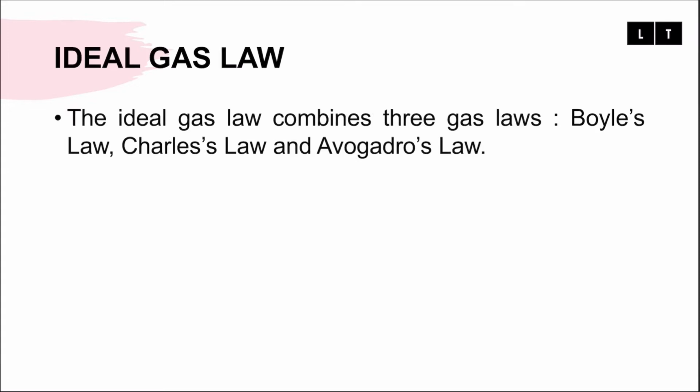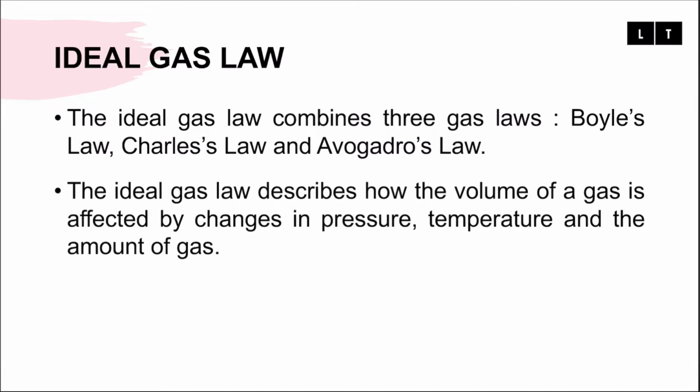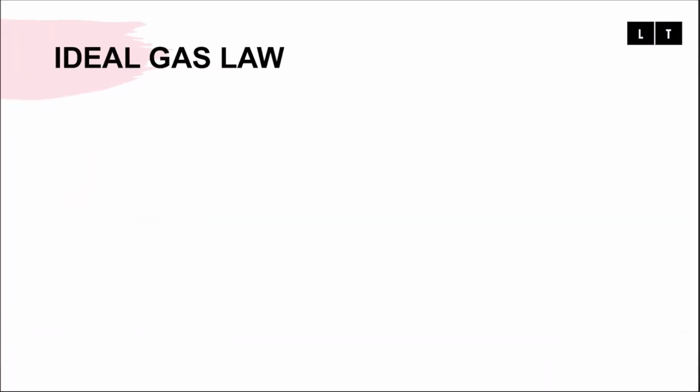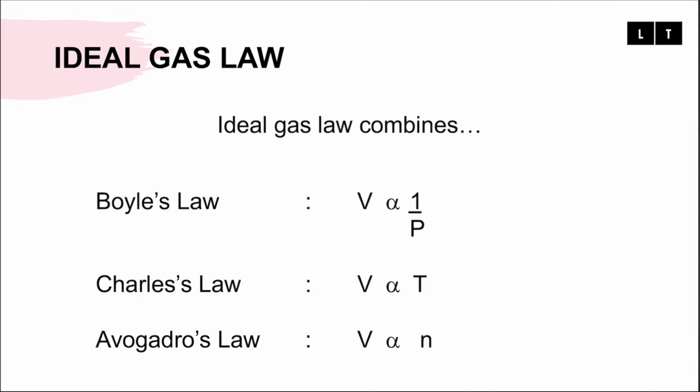So how do we get that? Kita kena faham ideal gas law combines all three gas laws that we've learned so far: Boyle's law, Charles' law, and Avogadro's law. Then ideal gas law describes how the volume of a gas is affected by changes in pressure, temperature, and the amount of gas. So when I talk about combination of all gas laws, we are going to combine all of these together, dan kita boleh nampak dekat sini.